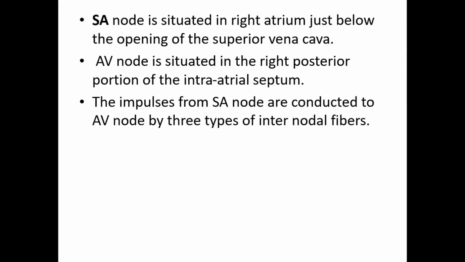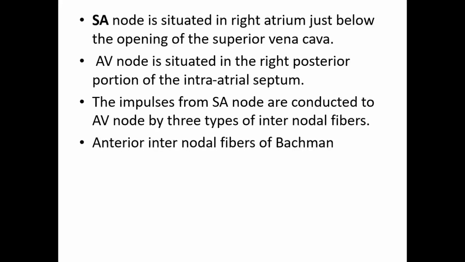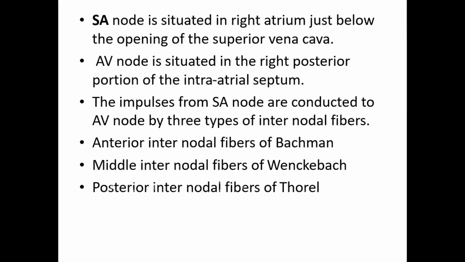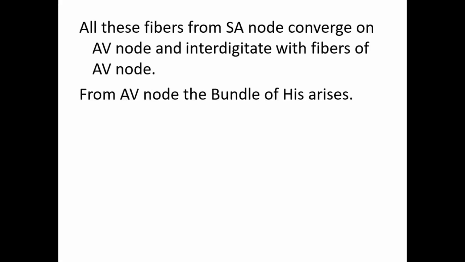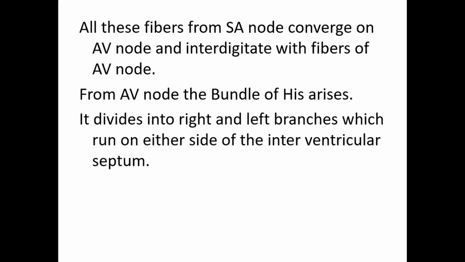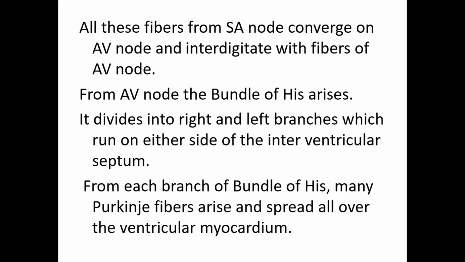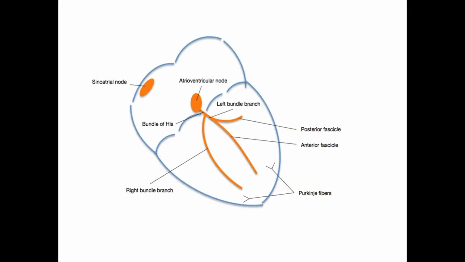The impulses from the SA node are conducted to the AV node by 3 types of internodal fibers: the anterior internodal fibers of Bachmann, the middle internodal fibers of Wenckebach, and the posterior internodal fibers of Thorel. All these fibers from the SA node converge on the AV node and interdigitate with the fibers of the AV node. From the AV node, the bundle of His arises. It divides into right and left branches which run on either side of the interventricular septum. From each branch of the bundle of His, many Purkinje fibers arise and spread all over the ventricular myocardium.